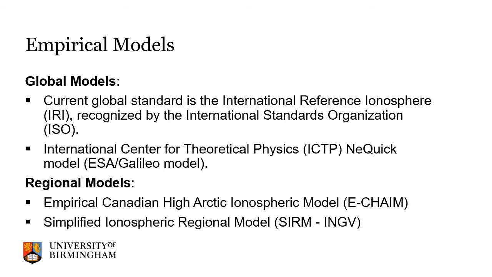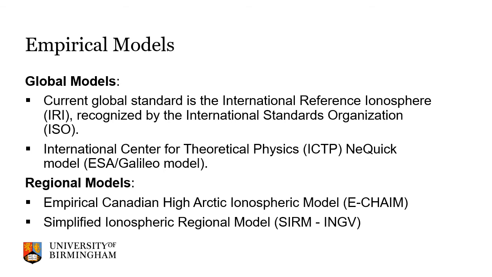Empirical models of the ionosphere have been around for quite a while. They tend to come in two flavors. There are global models, the most famous of which is the International Reference Ionosphere, which is recognized by the International Standards Organization as the global standard for ionospheric specification. There's also the International Centre for Theoretical Physics' (ICTP) NeQuick model, which is the go-to favorite model of ESA, and a version of which is the correction model used by Europe's Galileo navigation system.